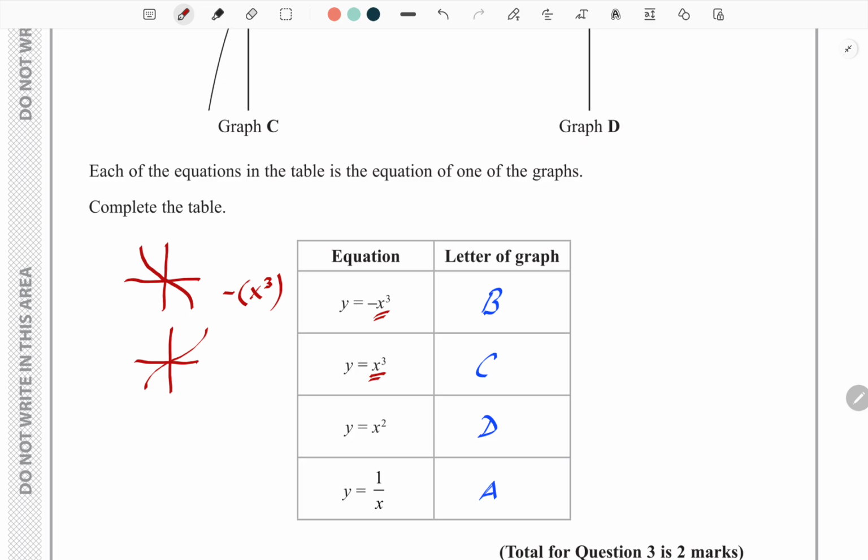Okay, and I hope you're all familiar with the x squared.